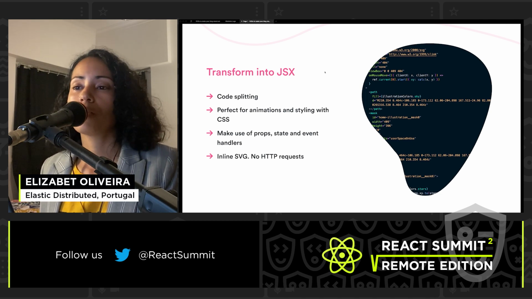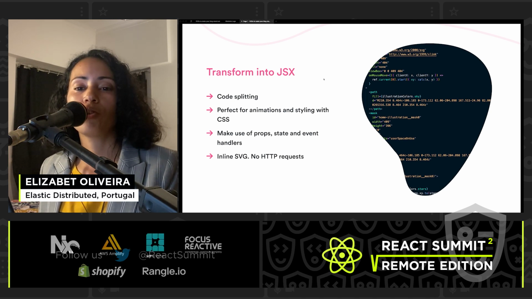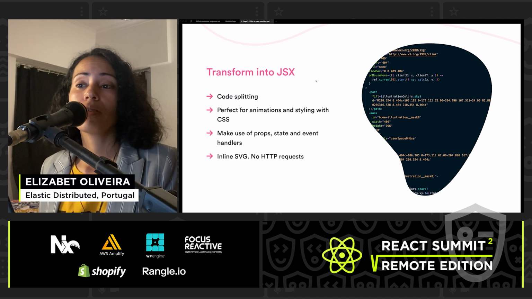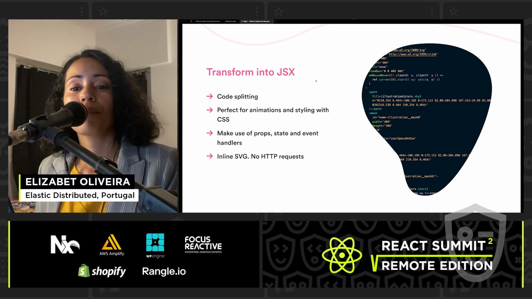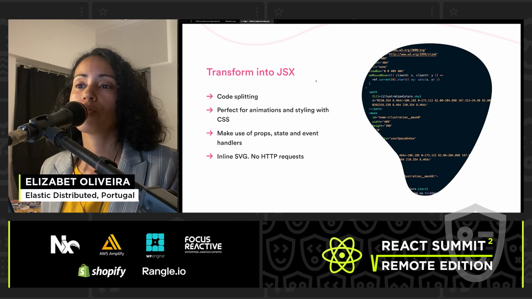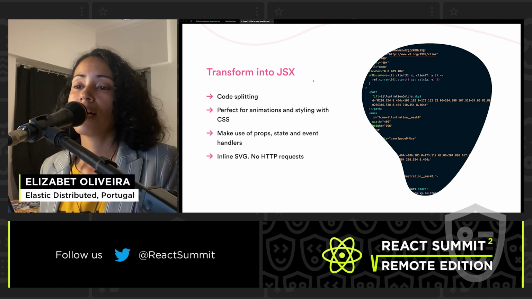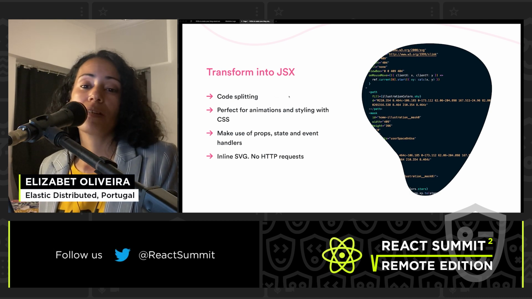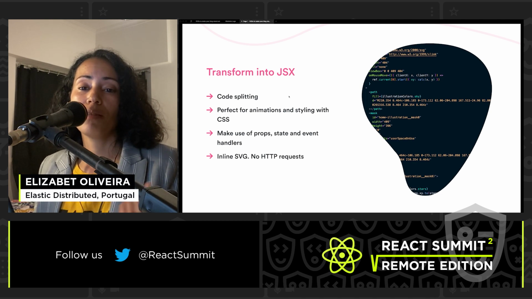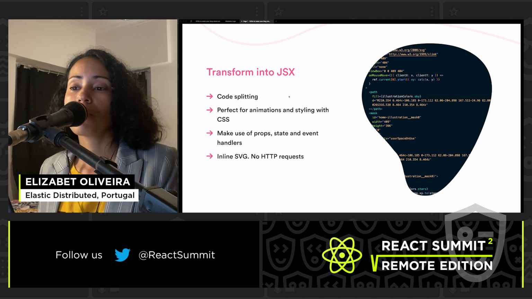So what we want to do is to use the SVG inline. So we're going to transform it into JSX. And this is actually really good because, first of all, if you transform the SVG into a React component, into JSX, you can easily split the code into different parts. You can have an image that you split in different parts.